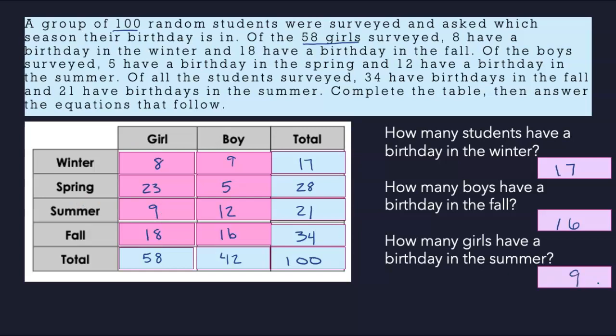So with these problems, you need to put the information that you have into the table. So read carefully. And then we look for which column or row is missing one piece of information, so we can either add or subtract to find that piece. And we keep working our way around till all the boxes are filled in, and then we can answer the questions.